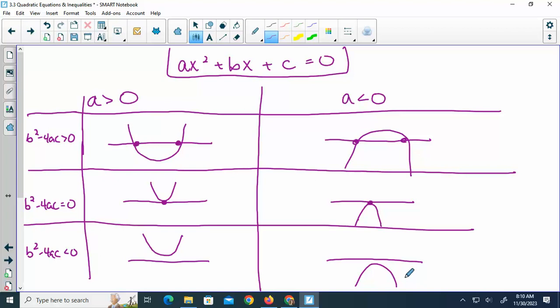So if we know if the coefficient is positive or negative and the discriminant, we have a lot of information about our graph already. So that's the thought process that went into that last question. Hopefully you thought through it and didn't just hope for a lucky guess.